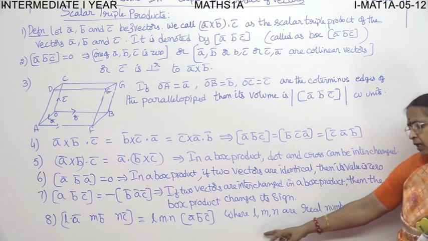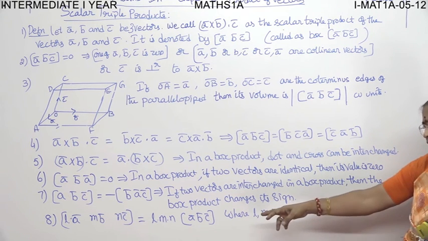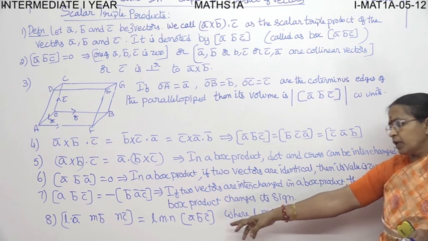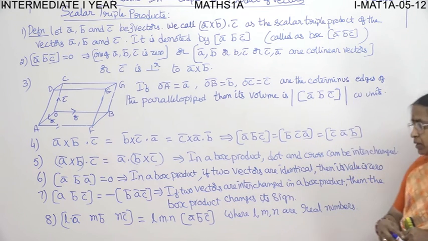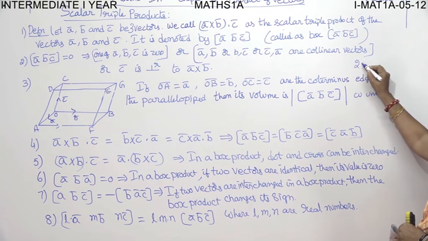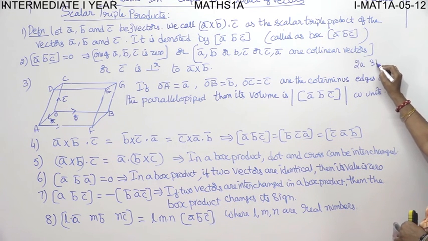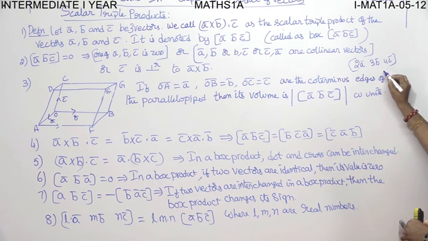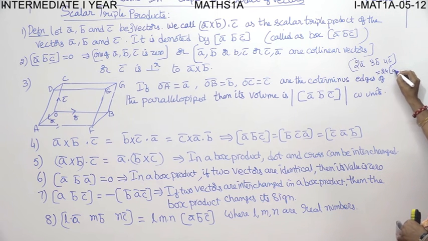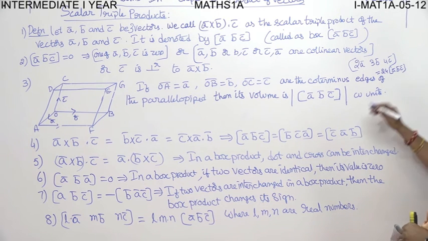The box product of LA, MB, MC is LMN times box ABC. That means if you have 2A, 3B, and 4C in a box product, then you multiply these three numbers: 4 times 3 is 12, times 2 is 24. So it is equal to 24 times box ABC. Like this. Now we'll continue with the next properties.